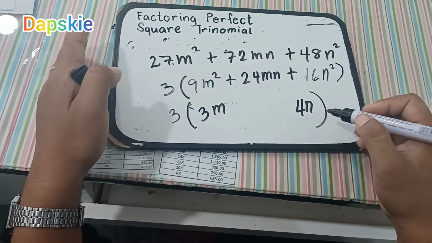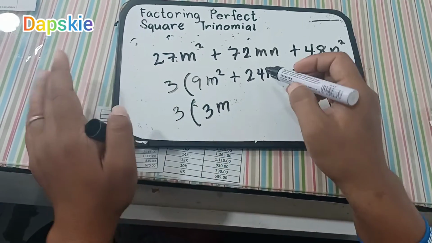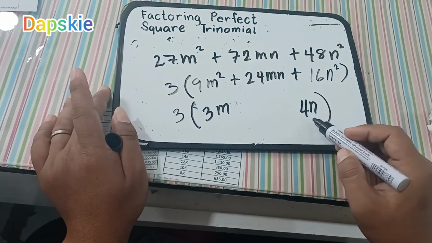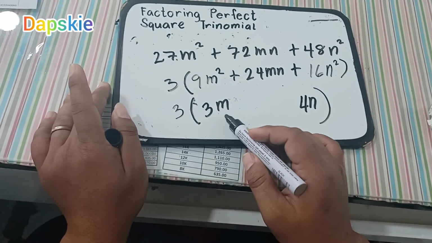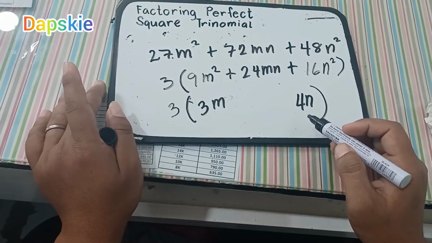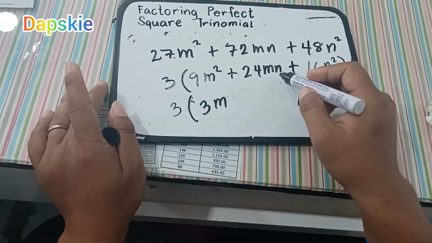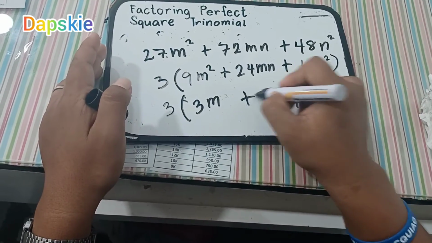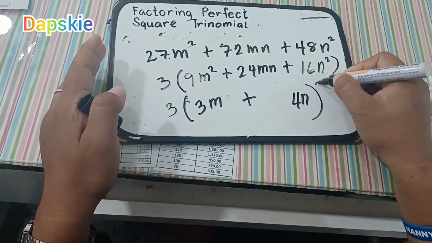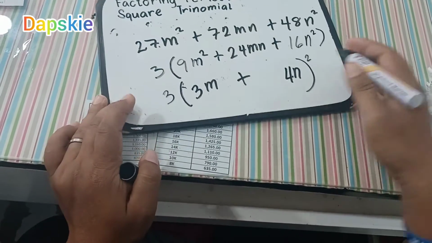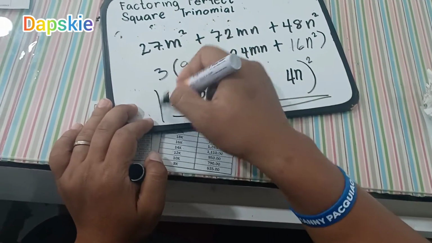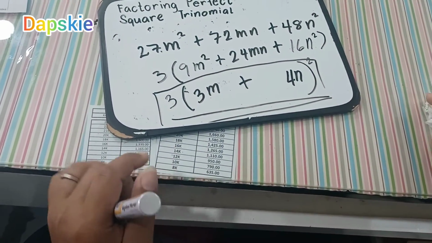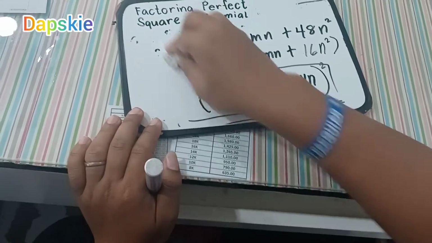Its square root is 4n. So how do we check the middle term, 24mn? Multiply 3m times 4n. 3m times 4n is 12mn, times 2, it's 24mn. So it means this is a perfect square. Since it is the square of a binomial, we copy it. So now, this is the factor: a perfect square trinomial. Okay? So last example, let's proceed.